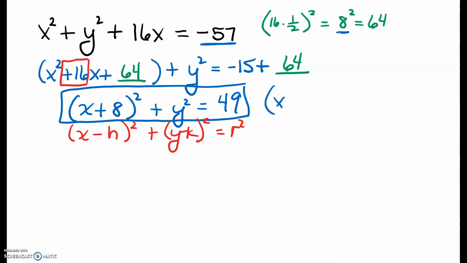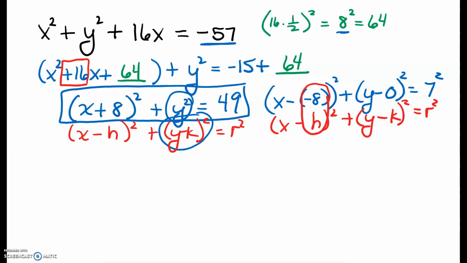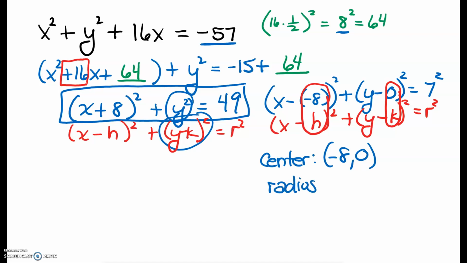So I'm going to change my addition into a subtraction. For this one, I notice I'm not subtracting anything from the y, so I'm just going to say I'm not subtracting anything. That's subtracting 0. And then what squared is 49? 7 squared. Now it looks a whole bunch like my standard form. Okay, so h is going to be negative 8. k is going to be 0. So I've got a center of negative 8, 0, and a radius of 7.